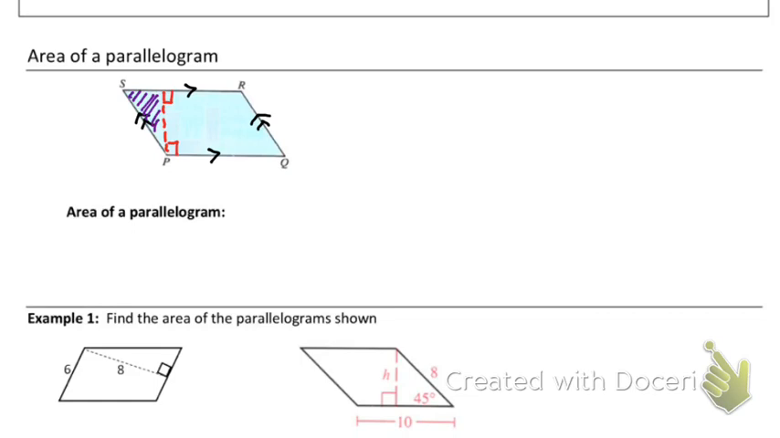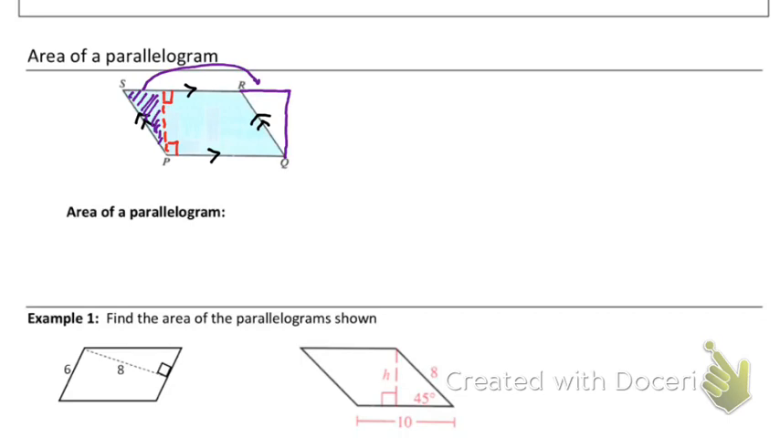Look at that little section right there. If I took that little section right there and I said, cut, paste. I'm going to paste that little section right over there. What does that look like? Not a square, but a rectangle. It could be a square if it was.